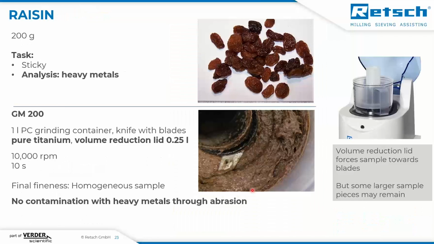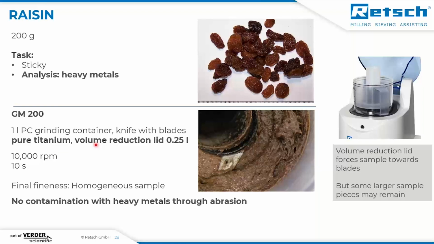You can avoid that. You cannot avoid abrasion, but you can influence the kind of abrasion. If you look for heavy metals, then you should avoid using steel equipment, and you can use, for example, a knife with blades of pure titanium. Then you will get this titanium abrasion, but this does not disturb your analytics.